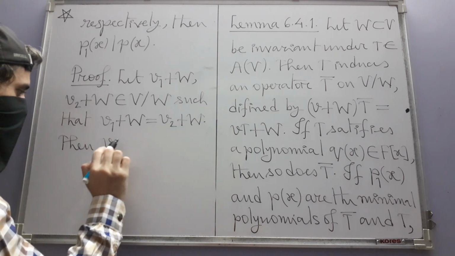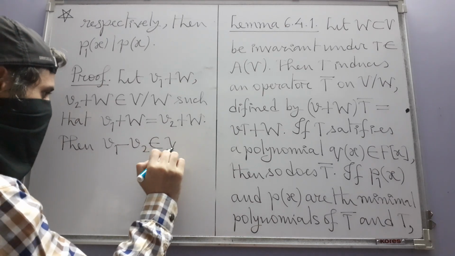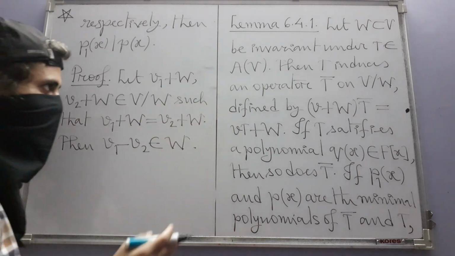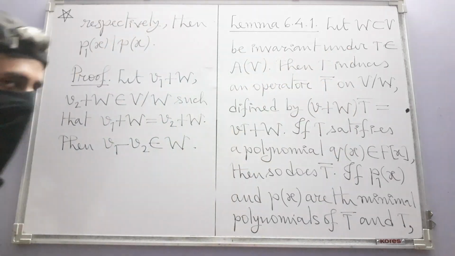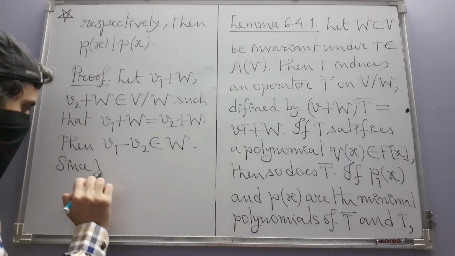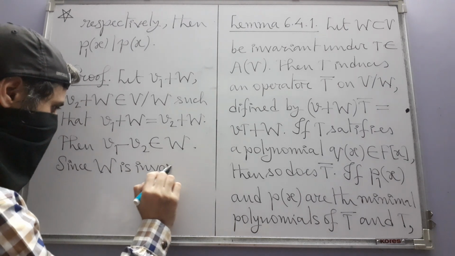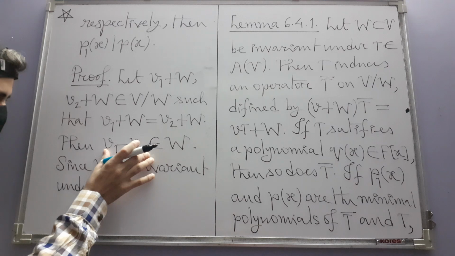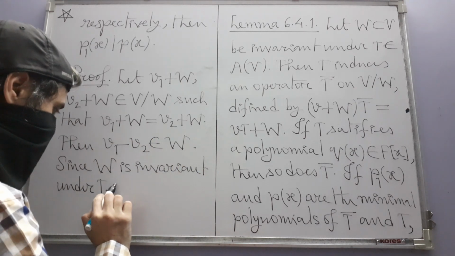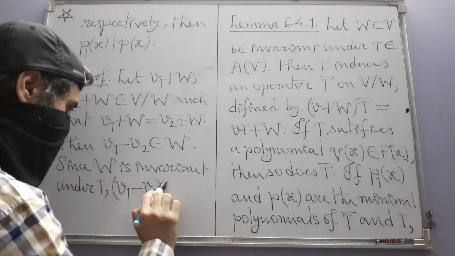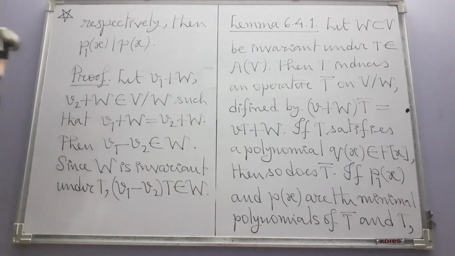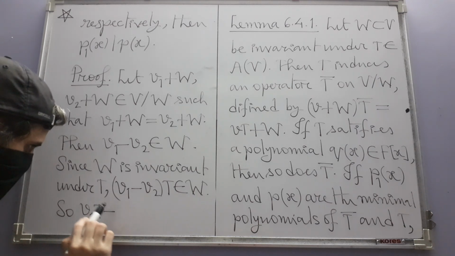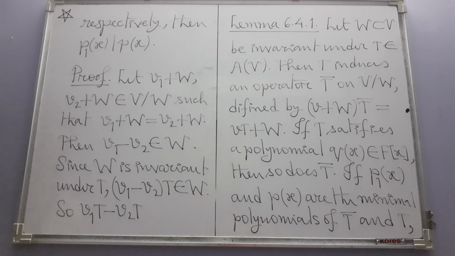Then V1 minus V2 belongs to W. And now immediately comes to our rescue the condition that W is invariant under T. Since W is invariant under T, if I apply T to this difference, the result will belong to W. That is, this will be an element in W. But T is a linear transformation after all, so this one is equal to V1T minus V2T.